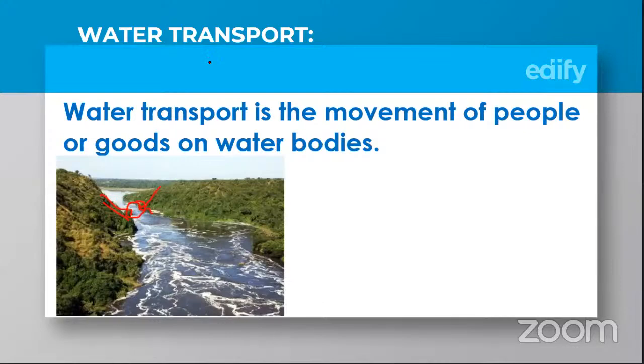Okay? And then waterfalls, I think we all know waterfalls. They are also a problem affecting water users, those people who are using water transport.